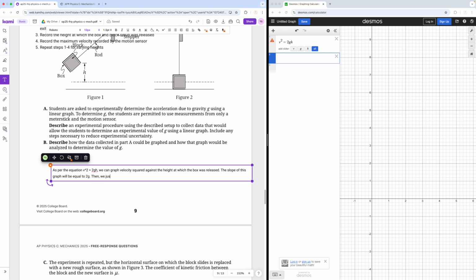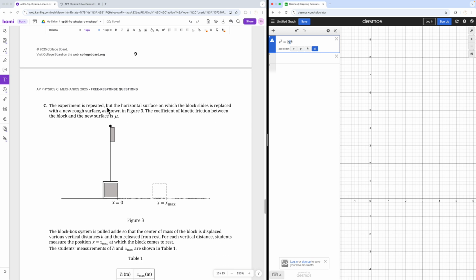Then we just have to divide the slope of the graph by 2 to get the value of g. And that's your answer. We have v squared equals 2gh, so this is our y and h is our x, and our slope is 2g, so you divide it by 2 to get the value of g alone. Now on to part C.